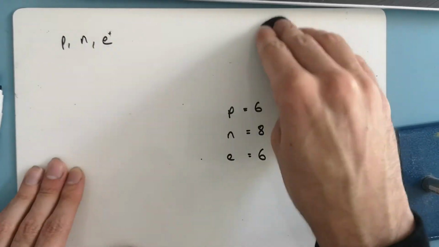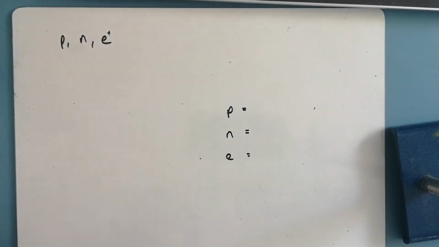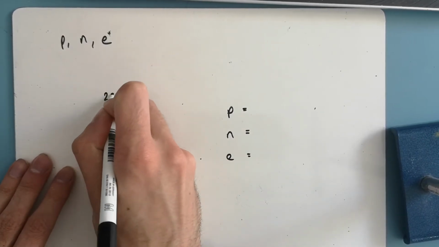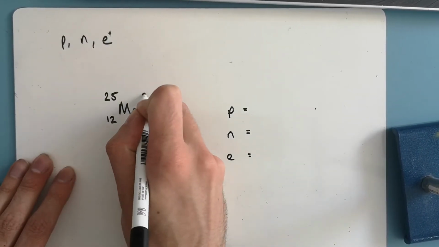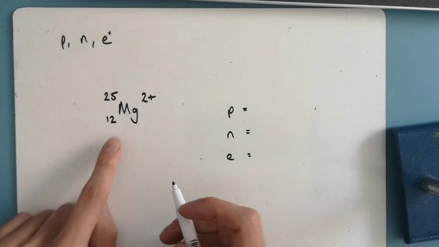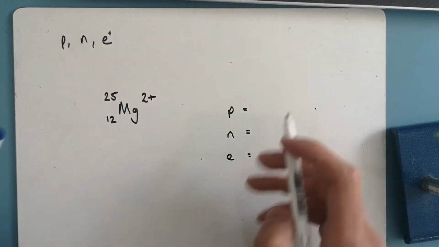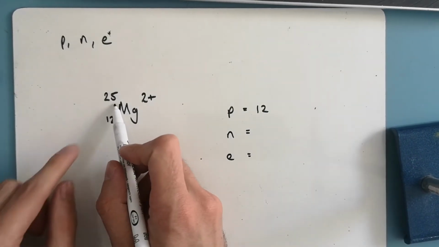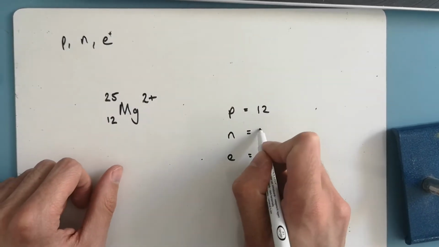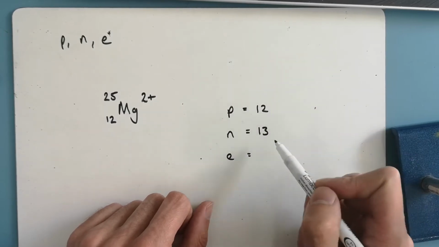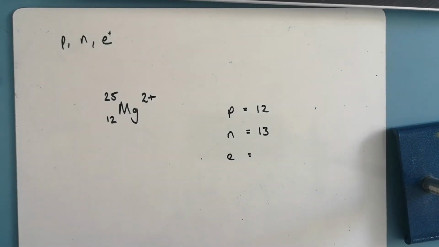Let's try one with a charge this time. I'm going to look at an isotope of magnesium, which has an atomic number of 12. So there are 12 protons. Its mass number is 25. So 25 minus 12 gives us 13 neutrons. And I can check that: number of neutrons plus protons gives me 25. So I'm okay with that.